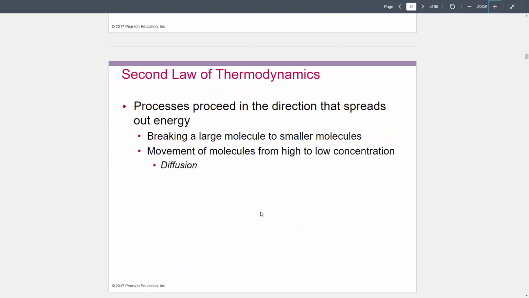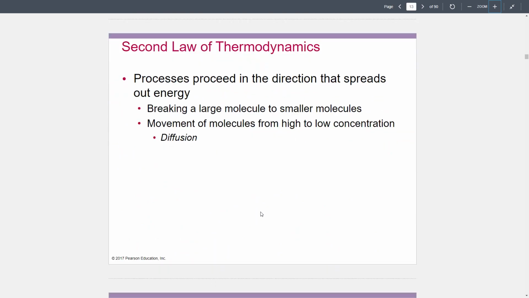The second law of thermodynamics is basically saying processes proceed in the direction that spreads out energy. Energy wants to get smaller. It is the natural inclination for big molecules to break down into smaller molecules. Molecules specifically want to move from high to low concentrations. They want to spread out and even everything out. This movement from high to low concentration is known as diffusion, and we will be talking more about that in Chapter 4. I think it's in Chapter 4 anyway. It's 3 or 4. It's somewhere in this first module.